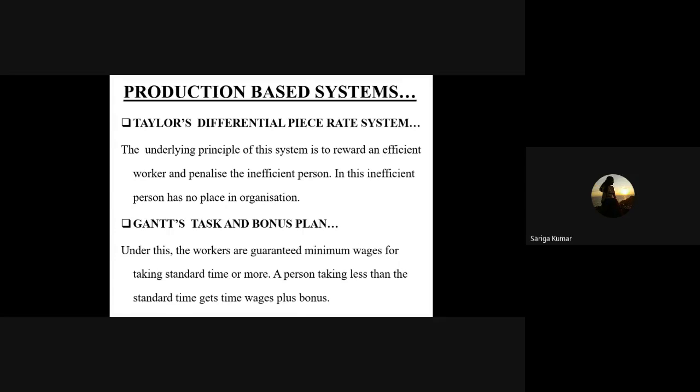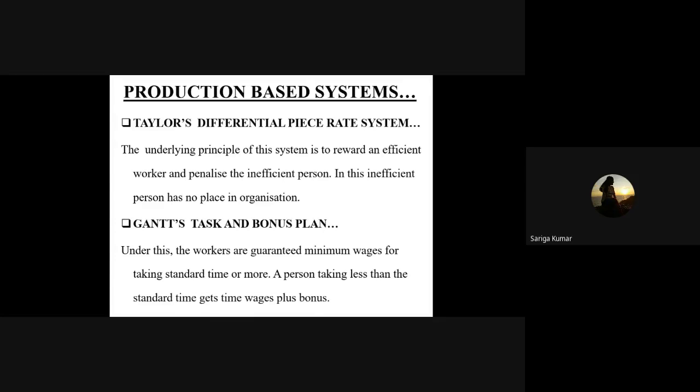So we have the second one, the production based systems. First we have Taylor's differential piece rate system. To brief you on this, the principle underlying the system is giving rewards to the efficient worker on the job, and also penalizing the inefficient person.